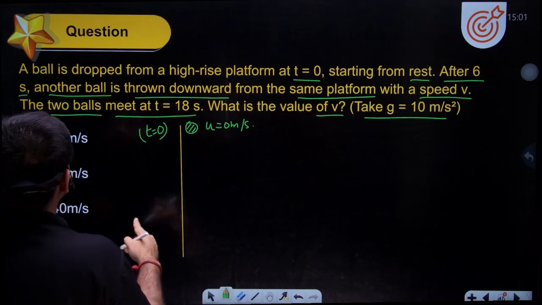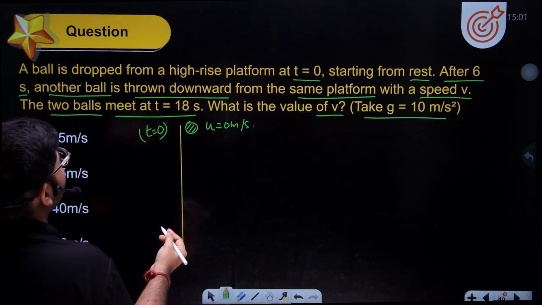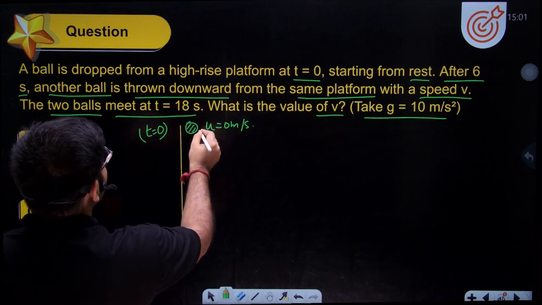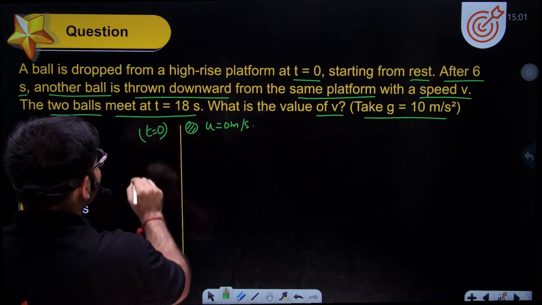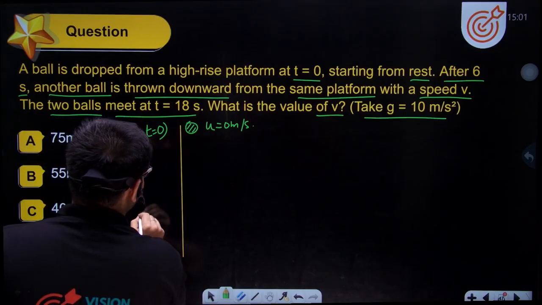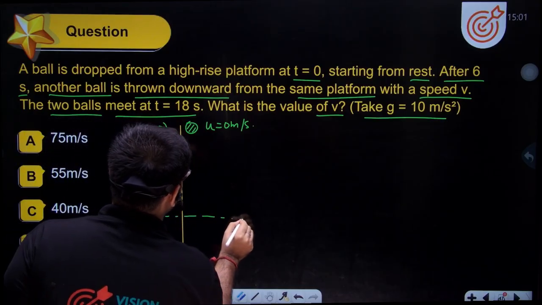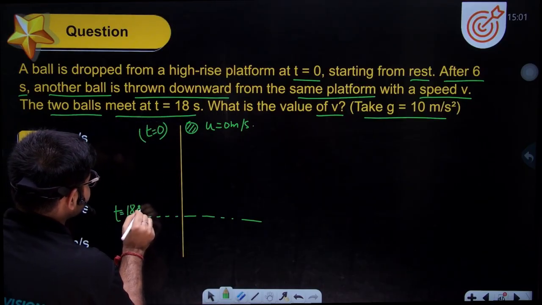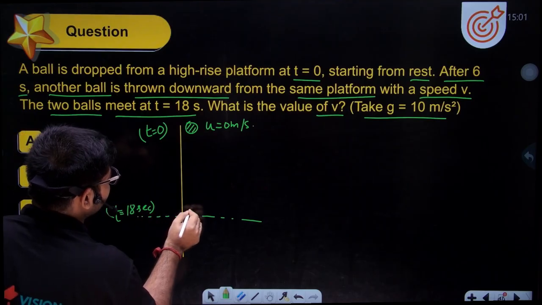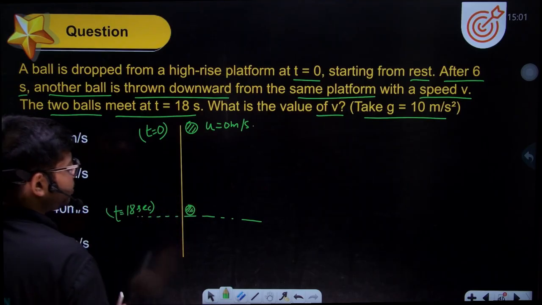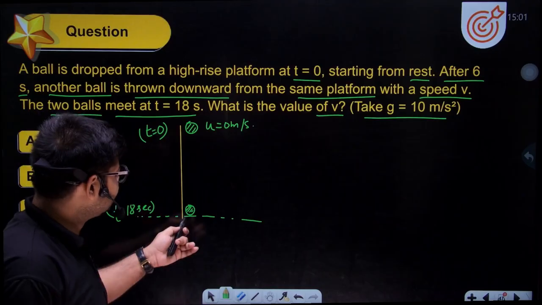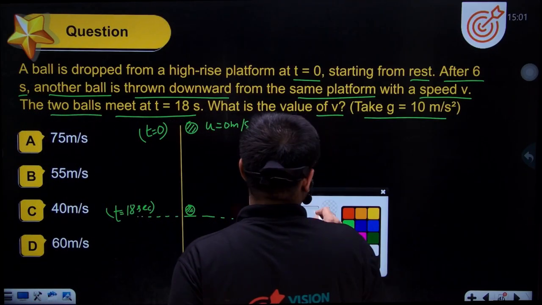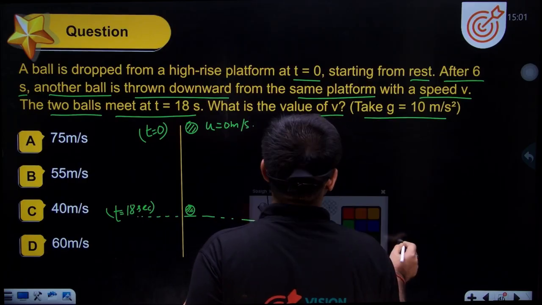It is basically starting from rest. Now here t is equal to 0. Suppose the ball has covered in time t is equal to 18 seconds, the ball has reached up till this point. Now let us consider the second case.